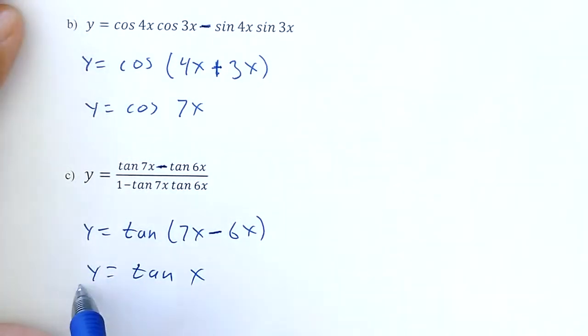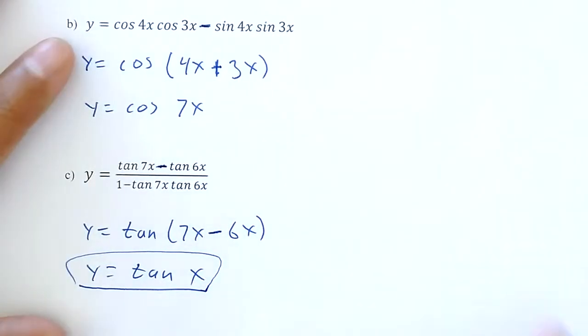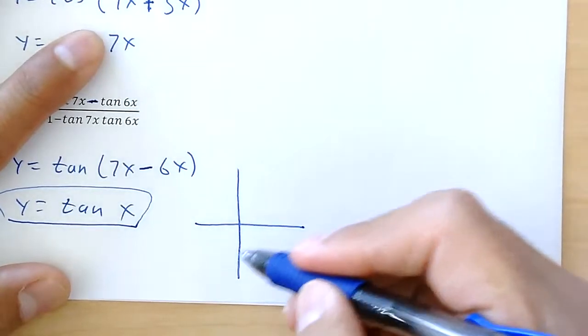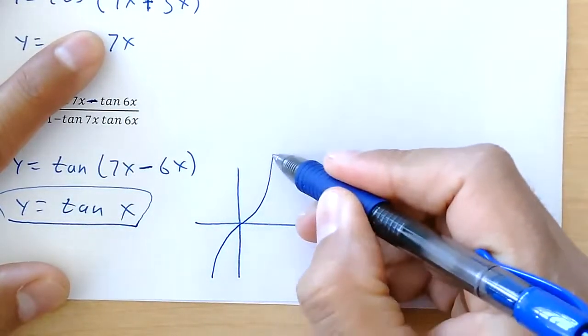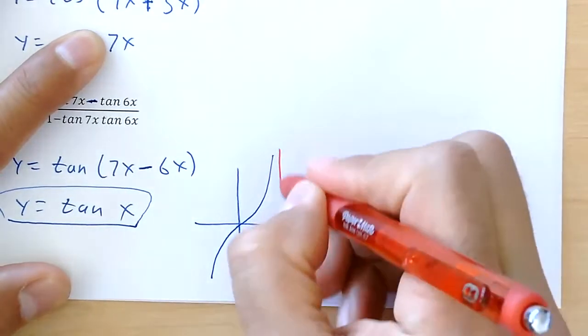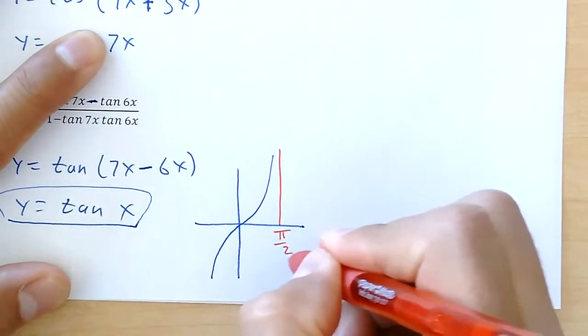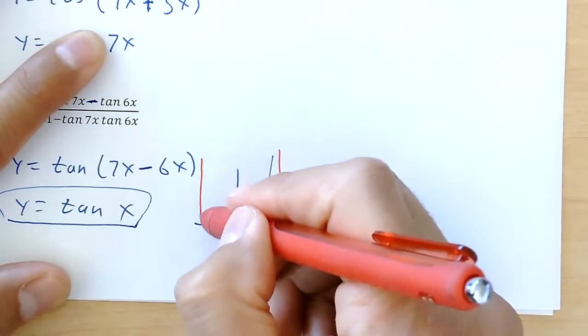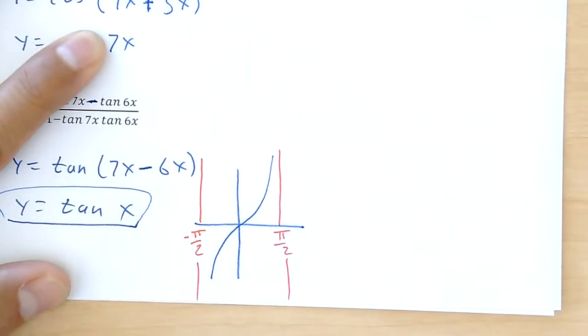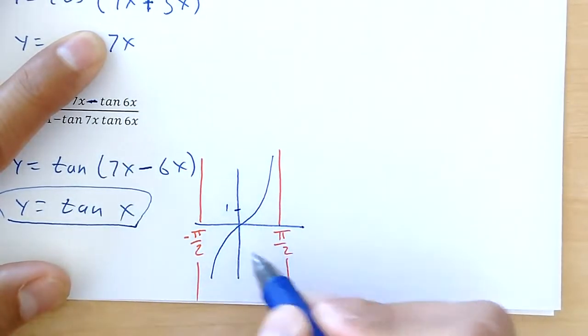So, well, I really can't resist. You should know the graph of the tangent. The graph of the tangent does this. The graph of the tangent has a vertical asymptote at pi over 2 and another one at negative pi over 2. This is 1 and this is negative 1.